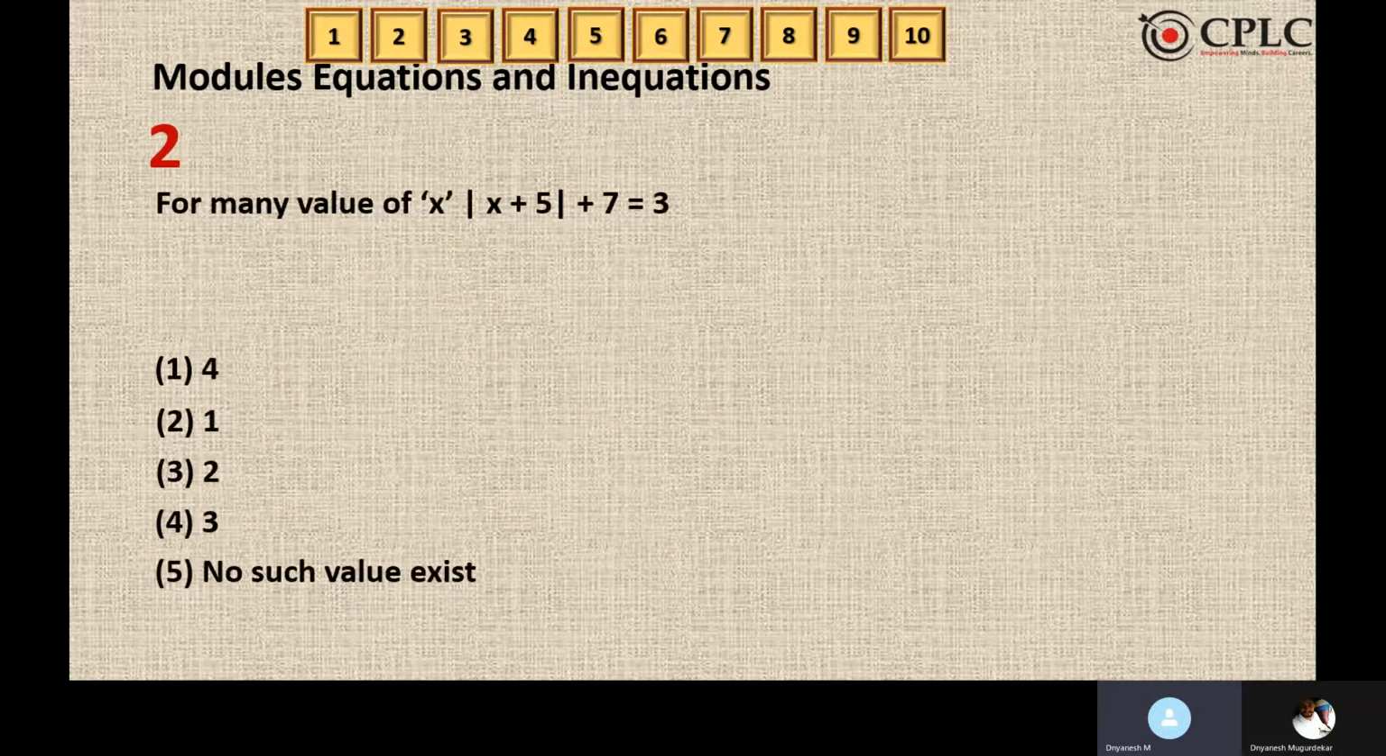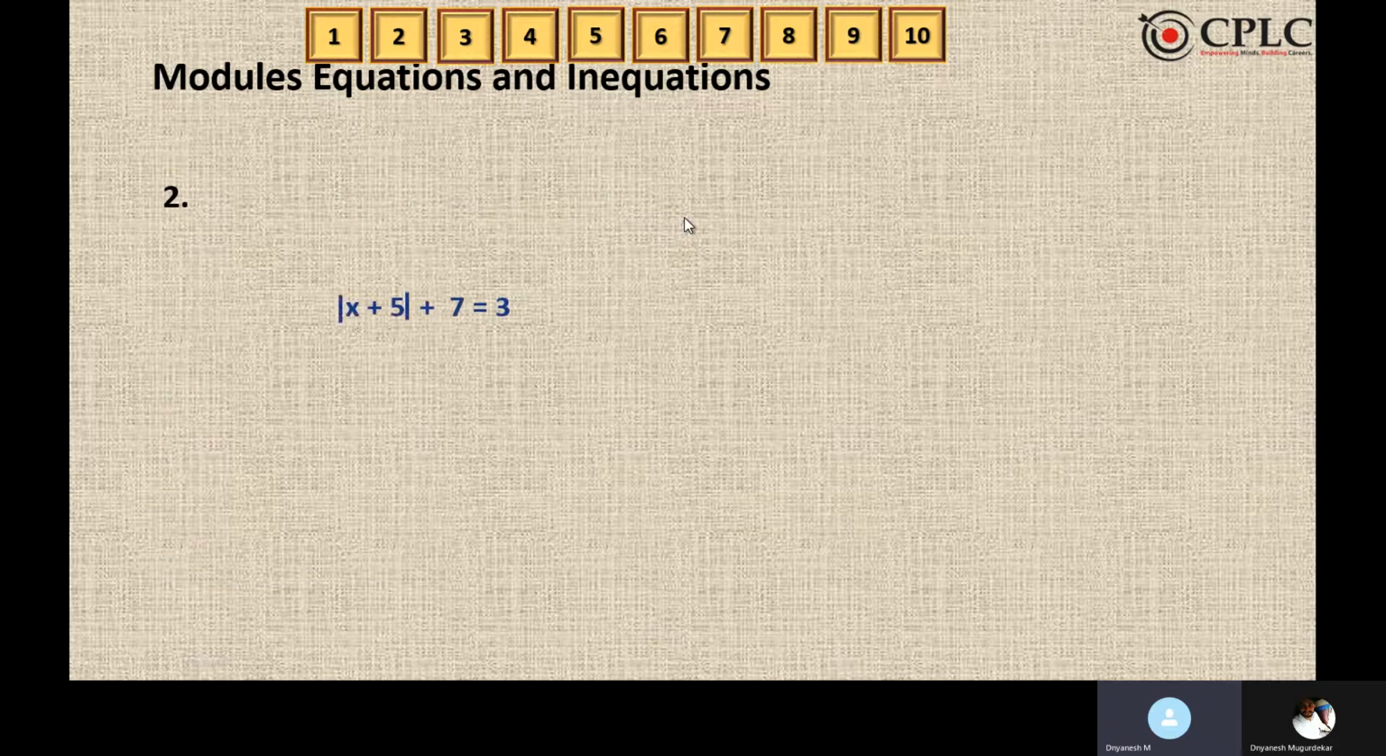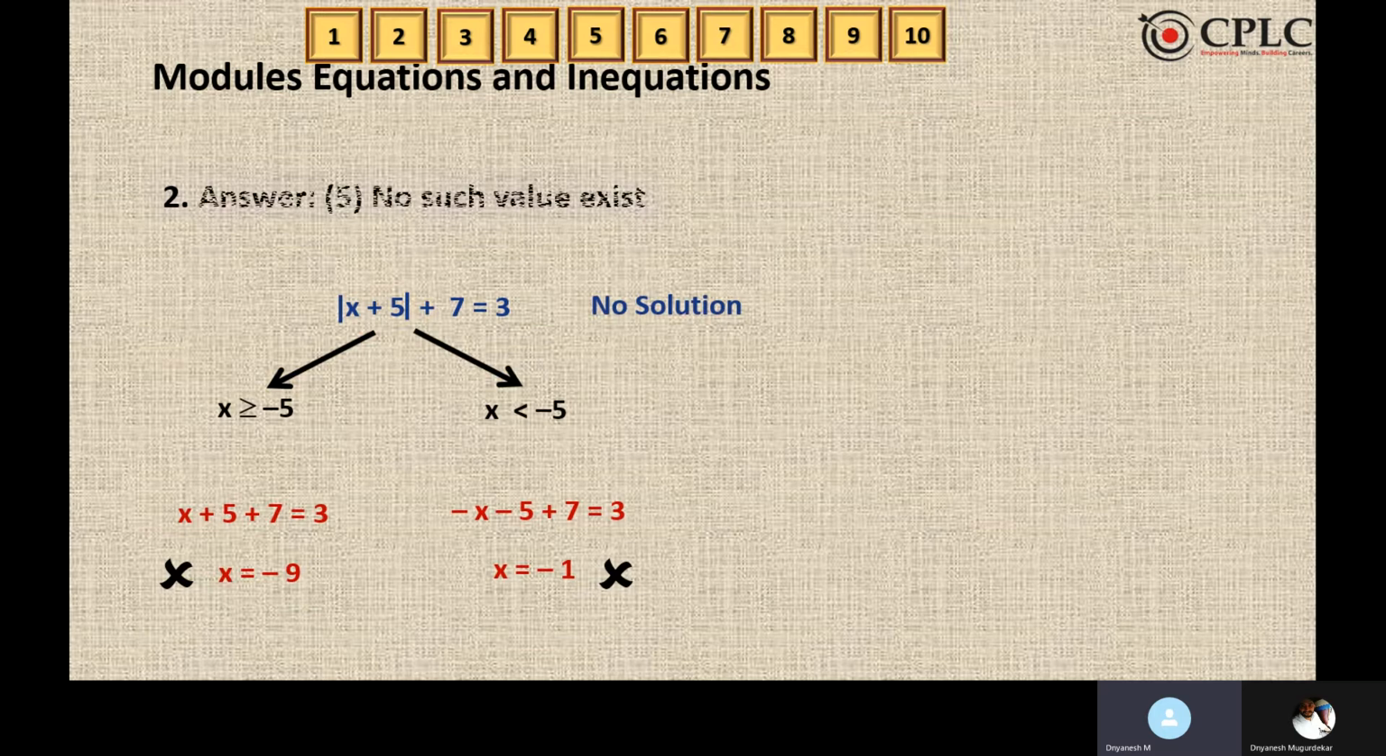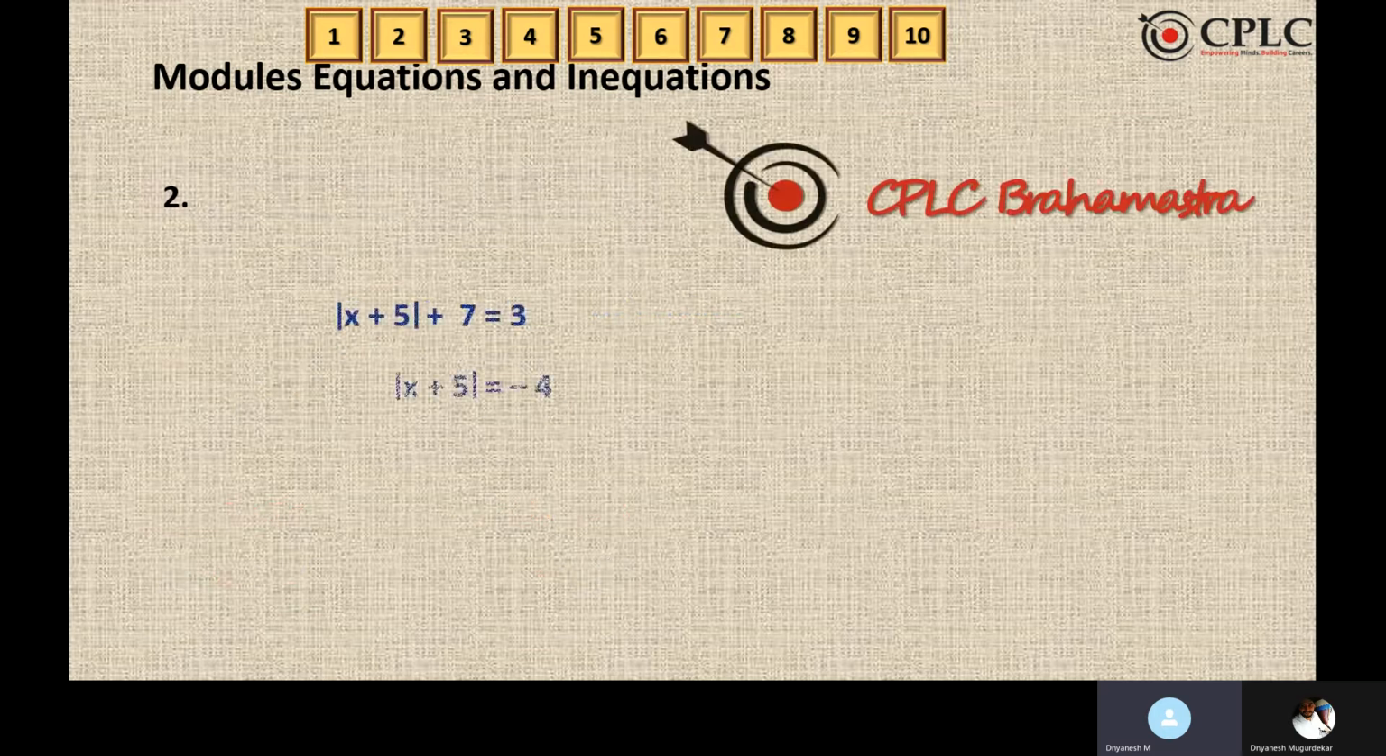Second question, you don't even need to solve this because if you simplify this further, obviously this plus 7 on this side will go on the other side and it will be minus 7. So 7, when you subtract from 3, you will get the value as minus 4. And if you remember the definition of modulus, how did we define modulus? Distance of x from origin. And that distance is turning out to be minus 4.